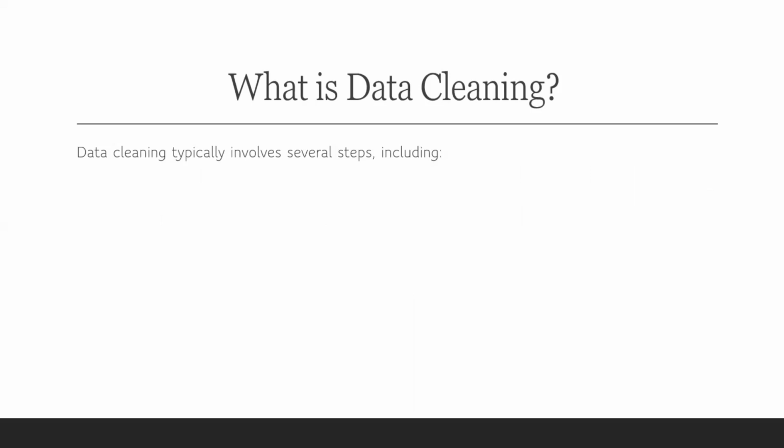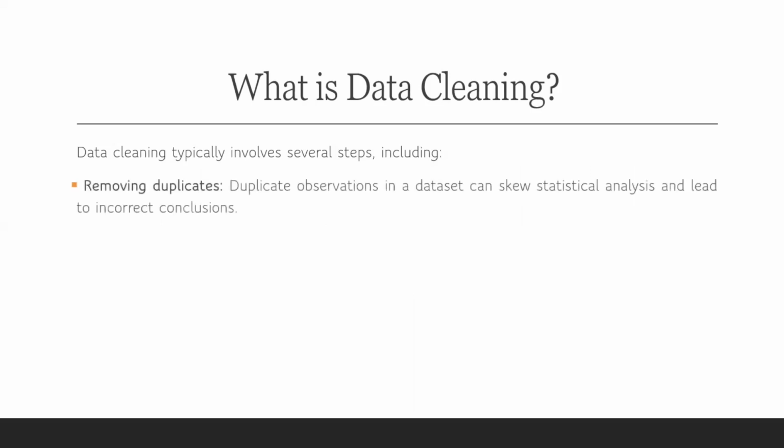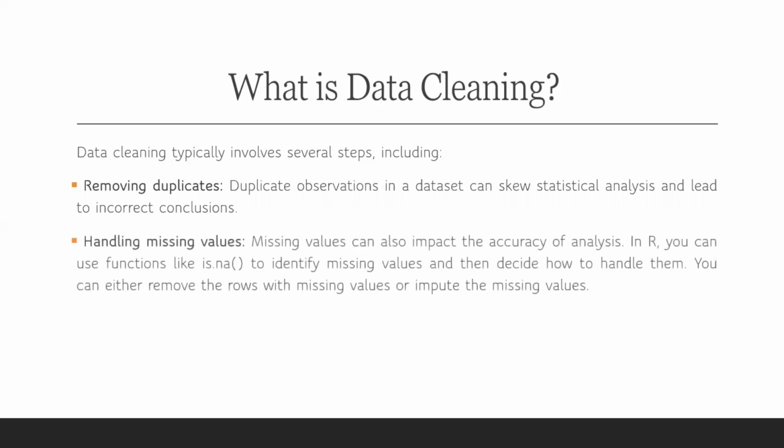Data cleaning typically involves several steps, including removing duplicates. That means removing duplicate observations that are present in your dataset, which can skew statistical analysis and lead to inaccurate or incorrect conclusions. Next, we have the process of handling missing values, which means dealing with the missing values, which can also have an impact on the accuracy of analysis.